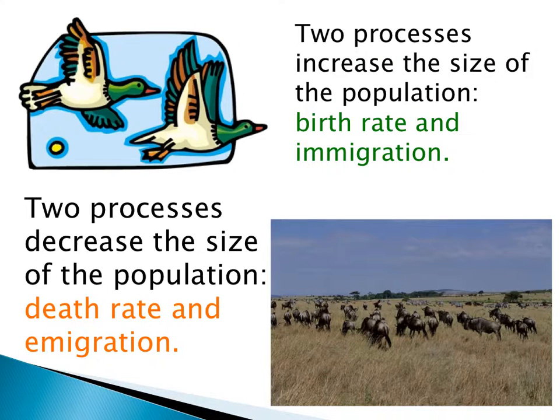There are two processes that increase the size of the population. The first is the birth rate, which I mentioned earlier is the natality of the population. The second is immigration. Immigration starts with I, and so that helps me remember that immigration are species in that population that move in to the area.